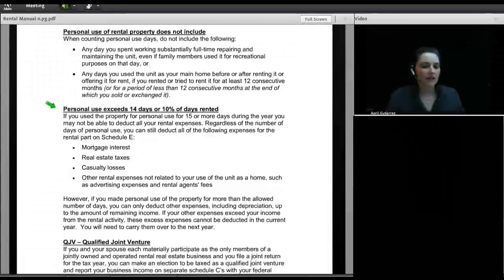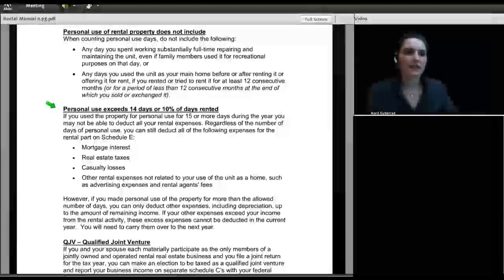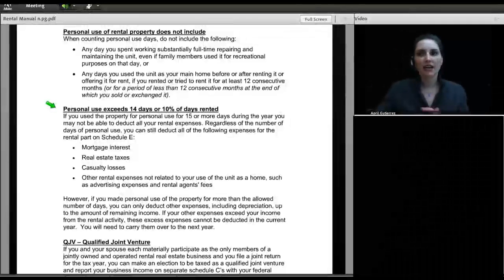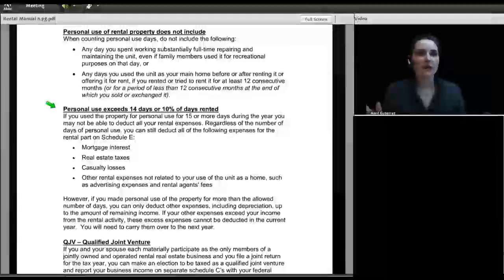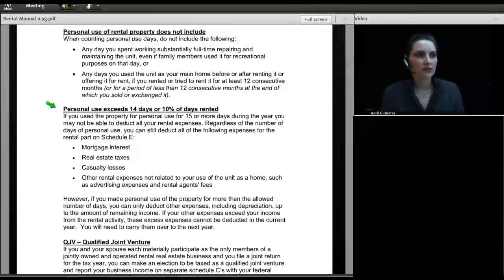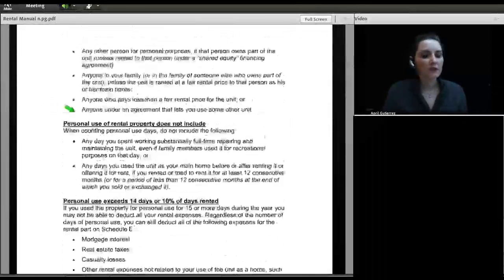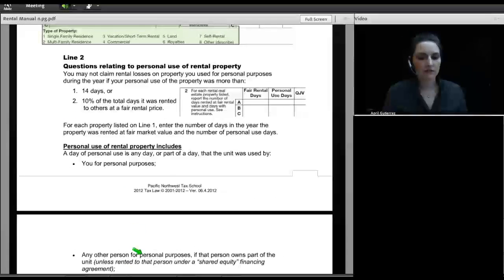Okay, so there's a question in the classroom. I have a house that I lived in, and then I converted it to rental use. Do I treat the time I lived in the home before I converted it to rental use as personal use? Not for purposes of this formula right here.